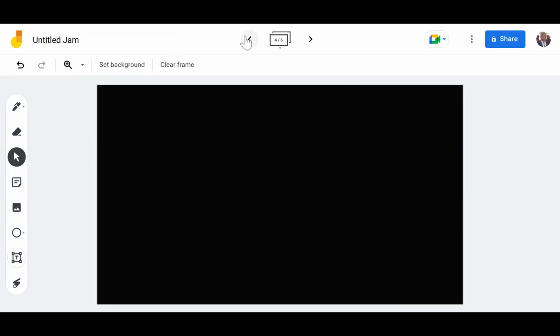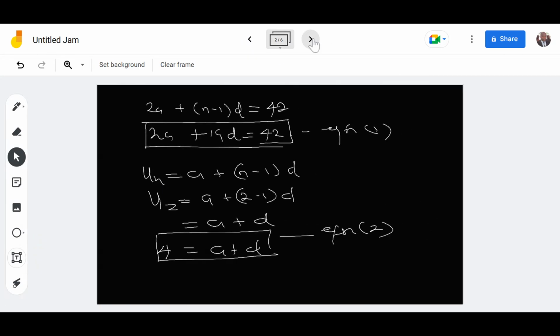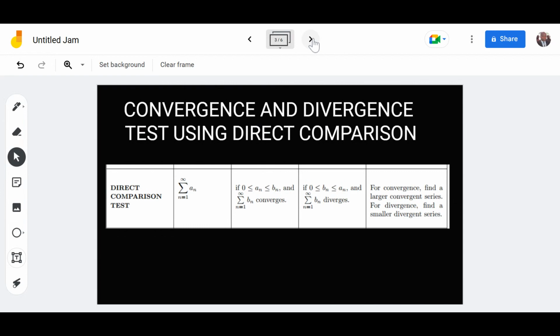Okay, let's look at convergence and divergence tests using the direct comparison.